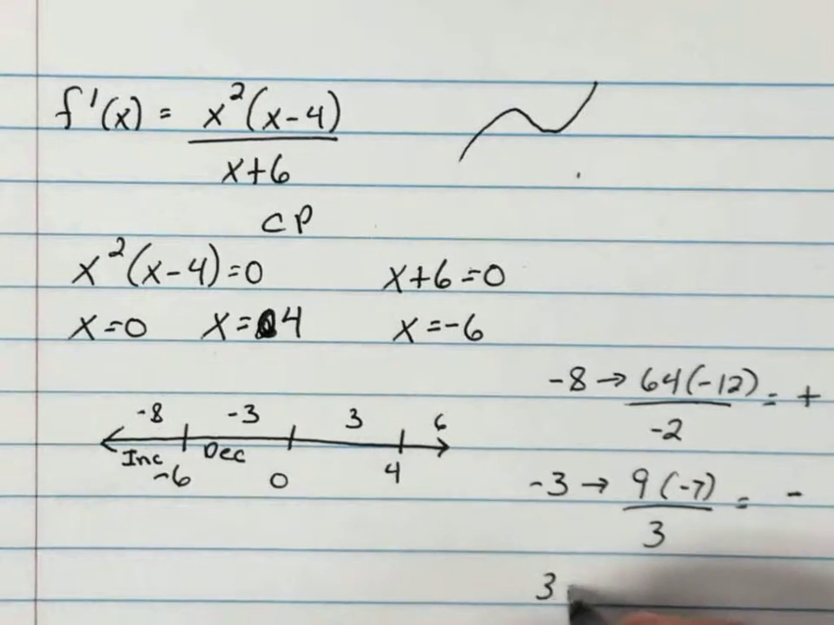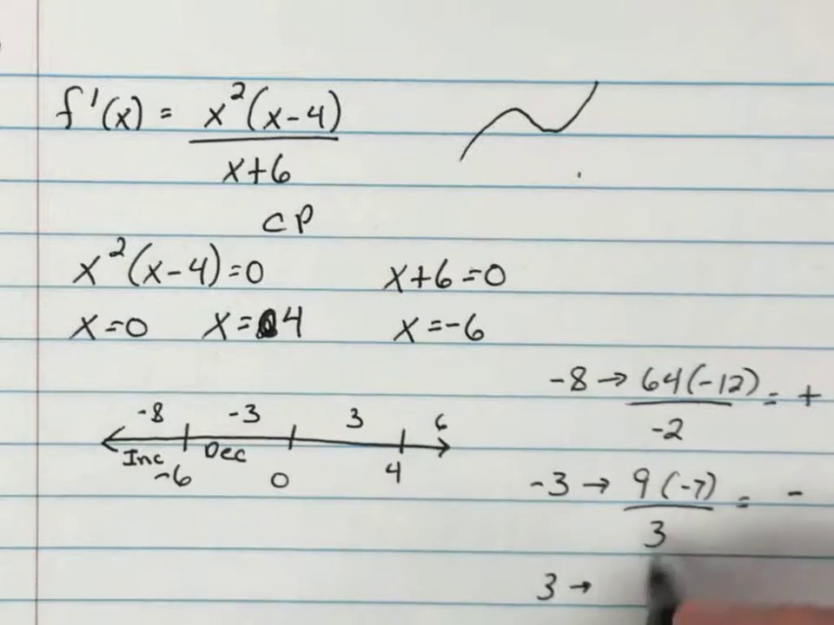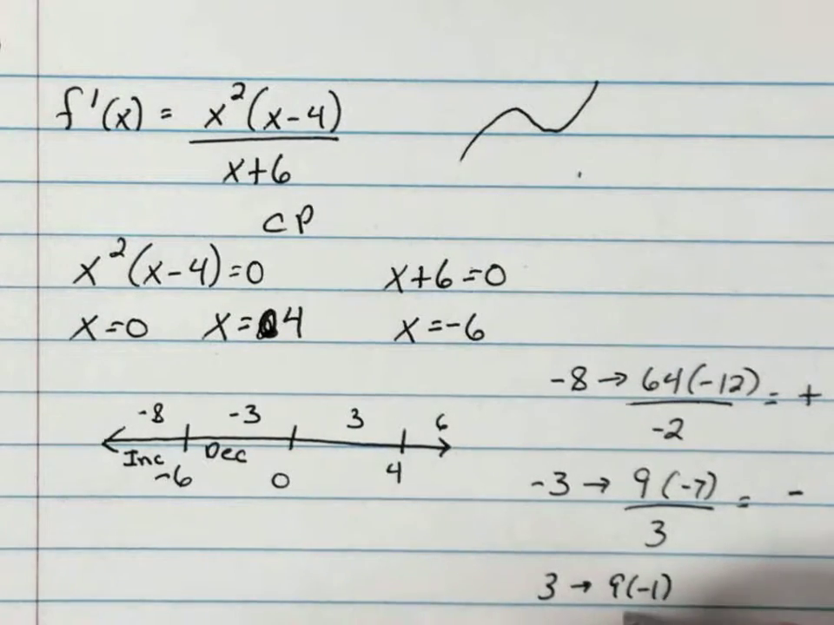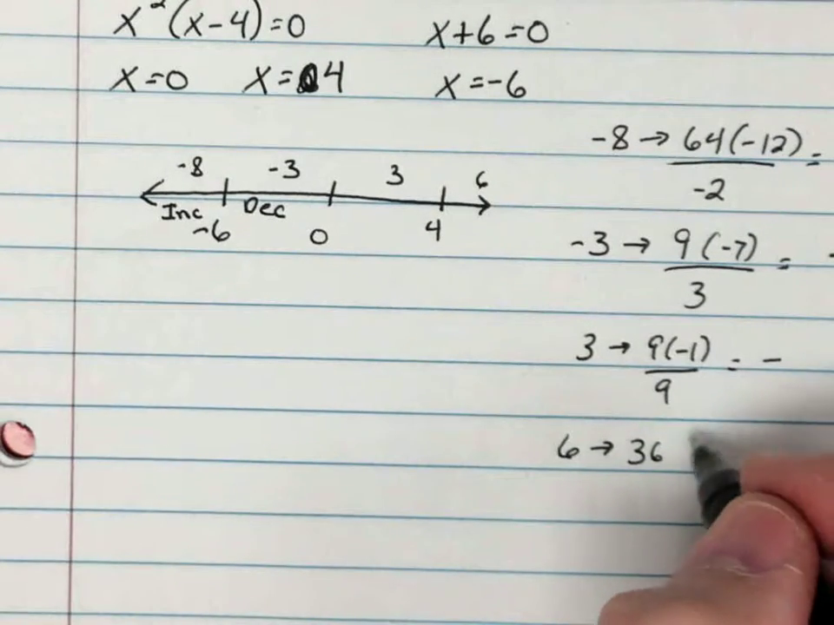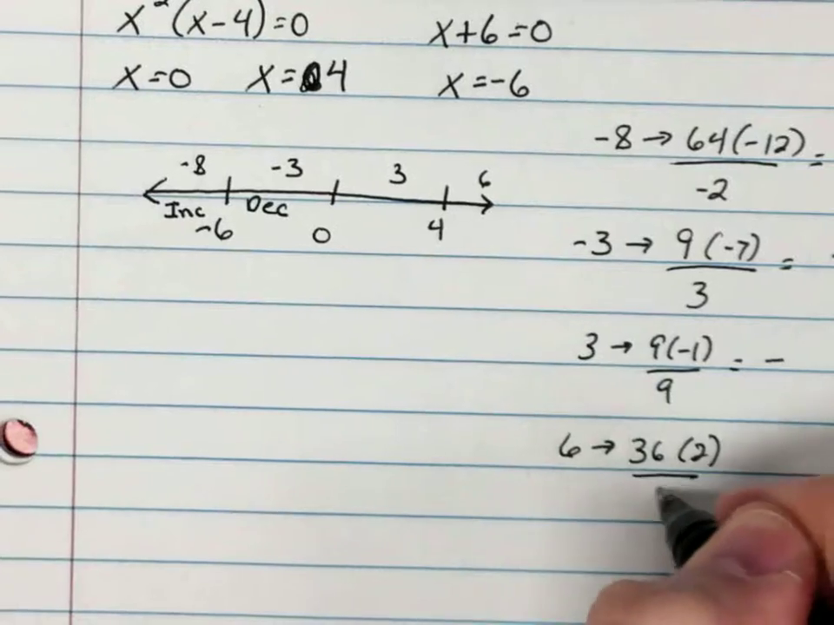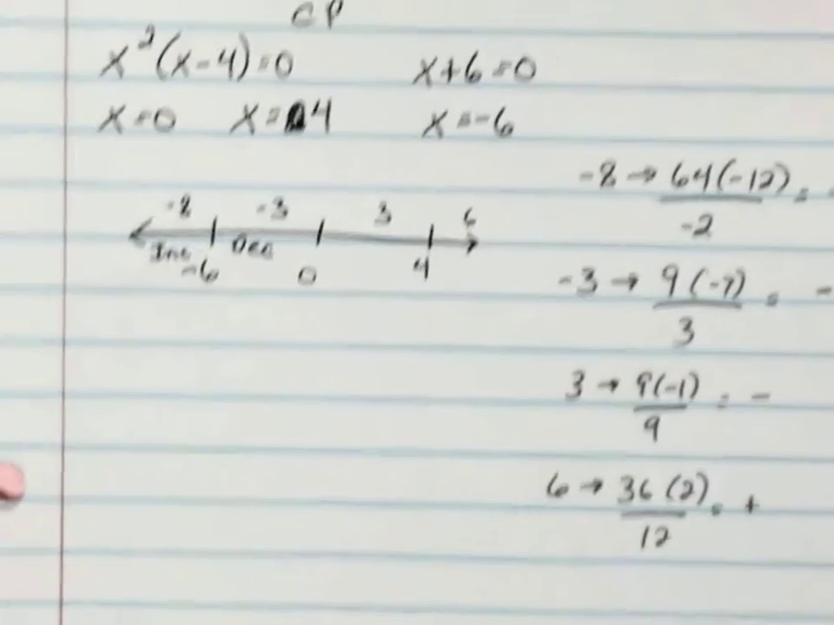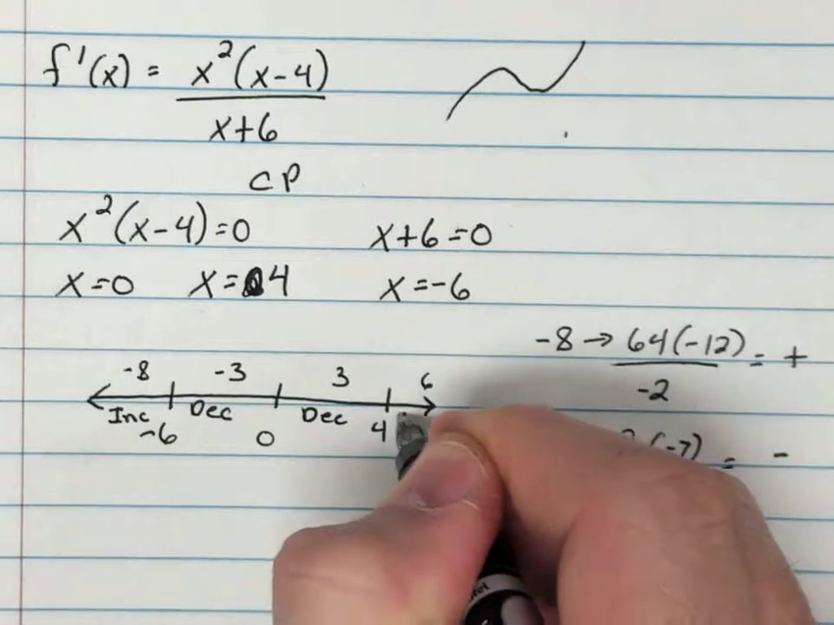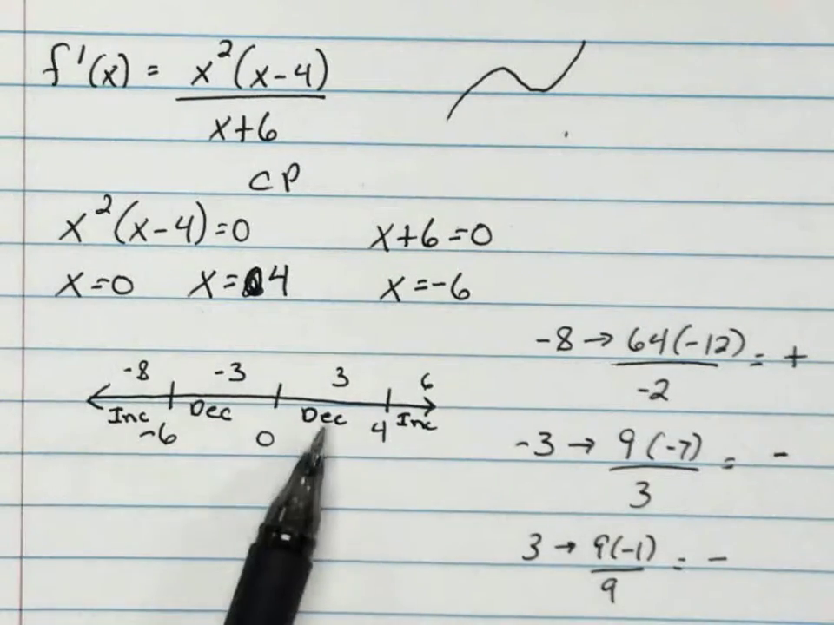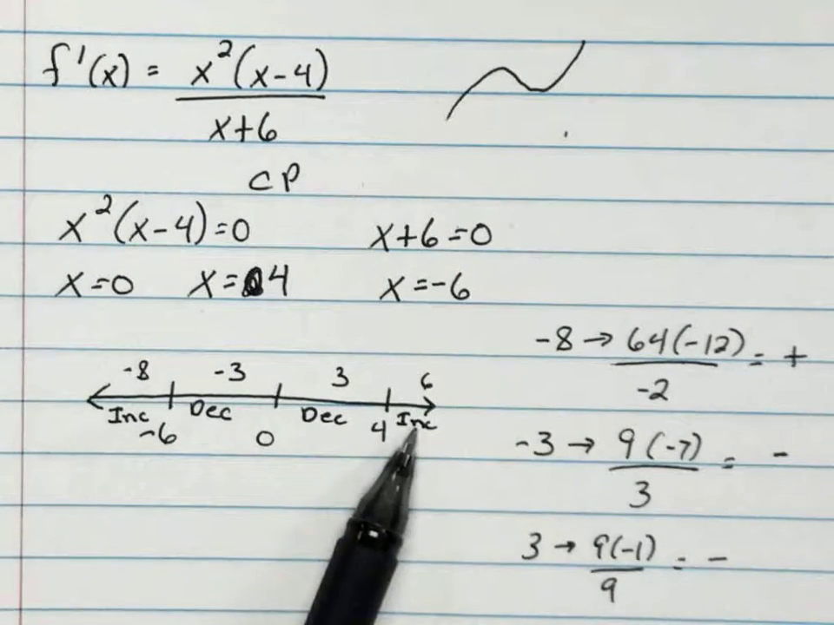Let's go ahead and do the other two. 9, negative 1, and 9. Negative over a positive gives me a negative, and also 6 would be 36, 2, and 12, which is obviously a positive. So we're decreasing on this interval and we're increasing on this interval because, again, my slope was negative, my slope was positive.